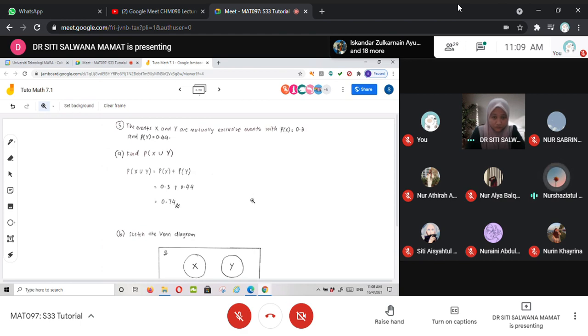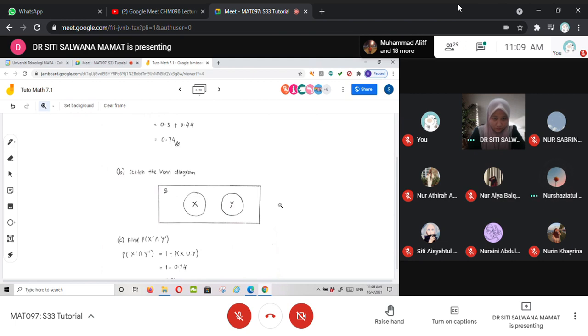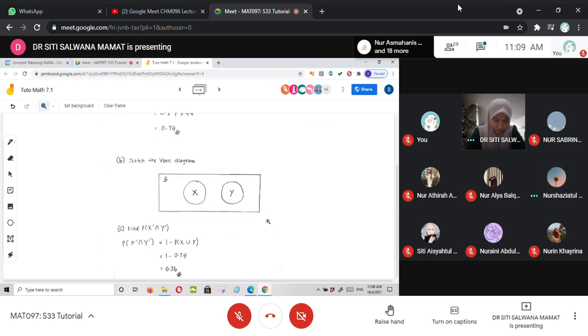And for B, it asks to sketch the Venn diagram. Since the events X and Y are mutually exclusive, they cannot occur together and it will denote an empty set. So that's why the Venn diagram is like this. And then for C, it asks to find P(X' intersect Y'). In order to solve this, we have to do 1 minus P(X union Y), where the P(X union Y) equal to 0.74. So the final answer will be 0.26.